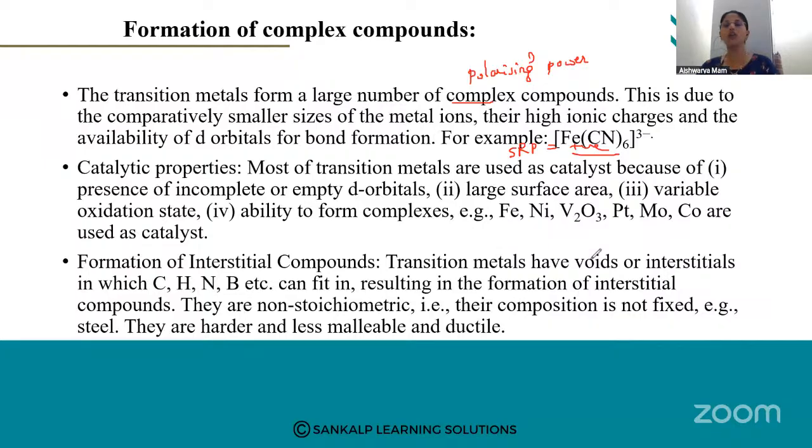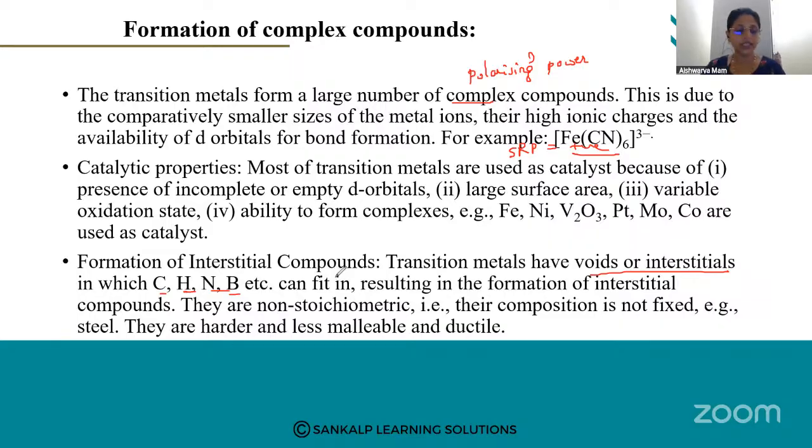Transition metals have certain empty spaces, which we call voids or interstitial sites. So the interstitial sites or voids are large enough that some elements like carbon, hydrogen, nitrogen, boron, etc. can fit in them, resulting in the formation of interstitial compounds. The diameter of such voids is enough to accommodate these elements. So they are non-stoichiometric compounds. They do not have fixed formulae.